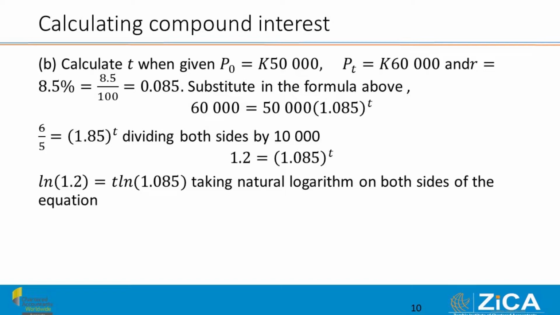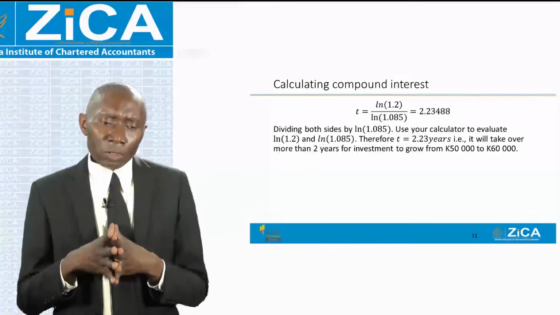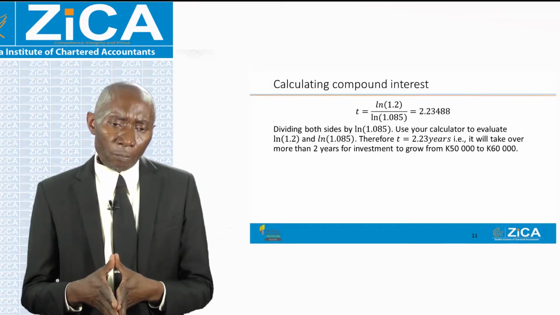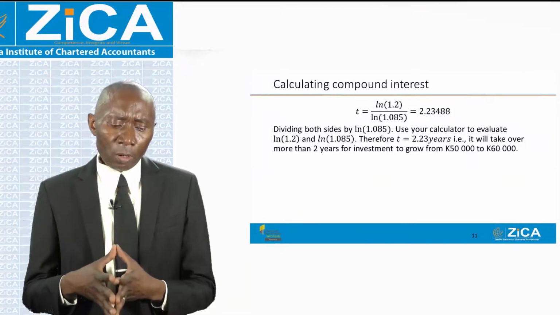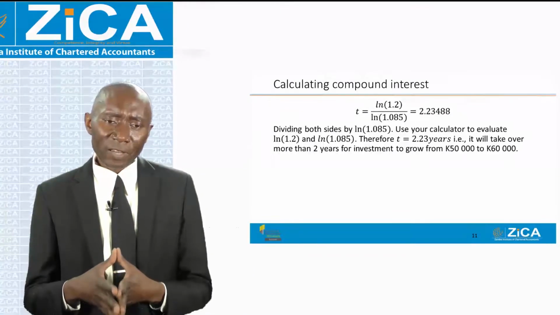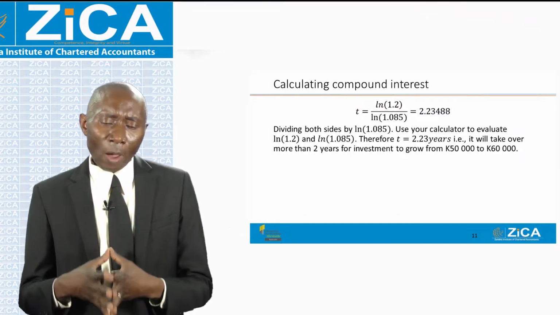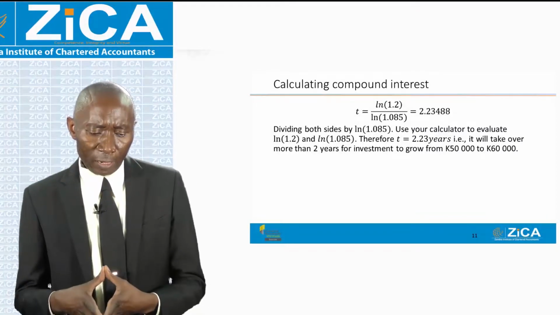How do you solve for T? This is where it requires a student to use logarithms. Now, in most cases, we forget about natural logarithm. Please practice on this one. Take natural logarithm on both sides, and it will give you T equal to natural log 1.2 in the numerator divided by natural log 1.08 in the denominator.